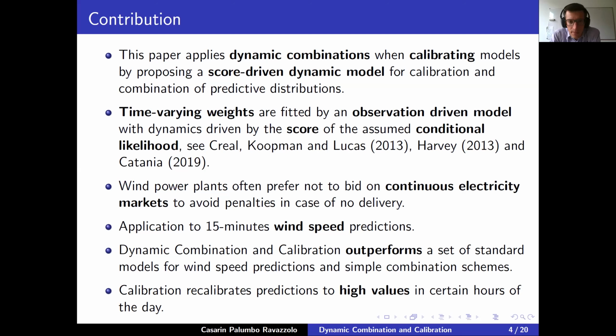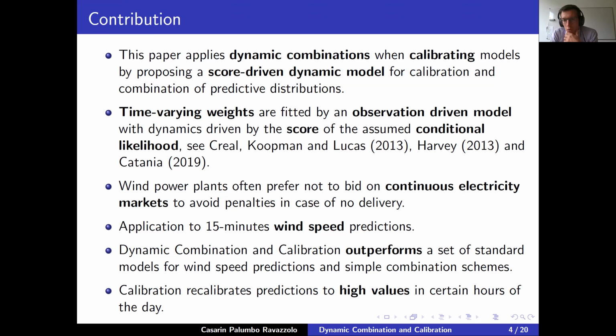And precisely to our model, since we have time-varying weights, which are fitted by an observation-driven model where, as I was mentioning before, the score is what is driving the movements in these weights, and we assume the conditional likelihood, what we learn over time. So we are trying to maximize over time the conditional likelihood. We have a process to do that, and by learning how this is going, we will have time-varying weights.